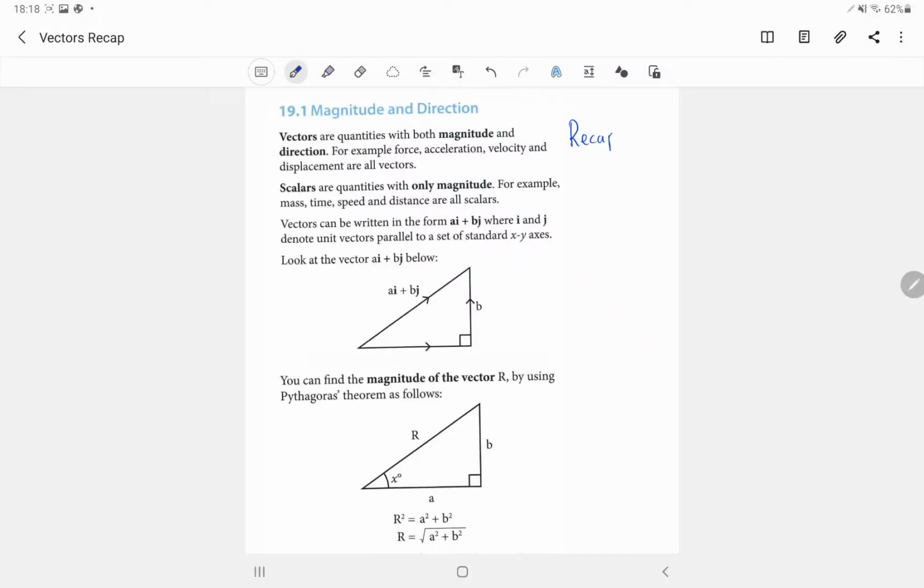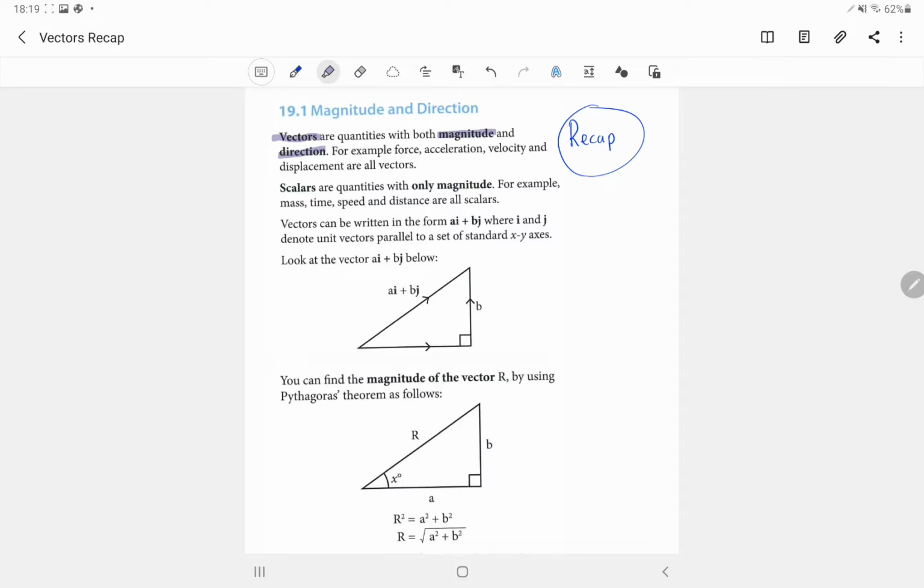A very quick recap video on chapter 19, vectors. Vectors have magnitude and direction. Examples include acceleration, force, velocity, displacement. Whereas scalars are different, they only have magnitude. Examples include mass, speed, distance.